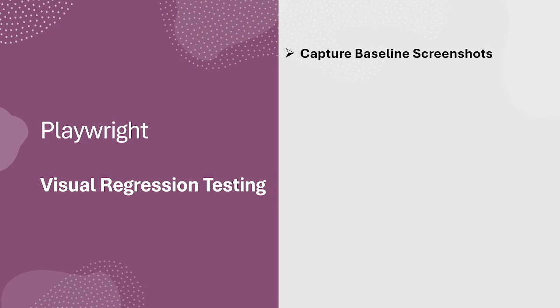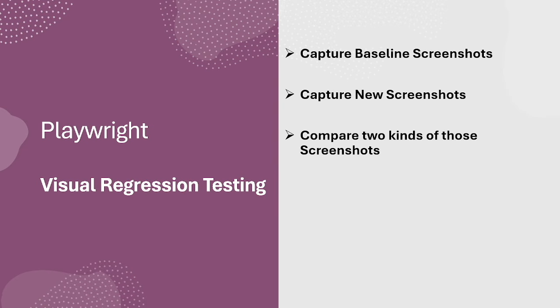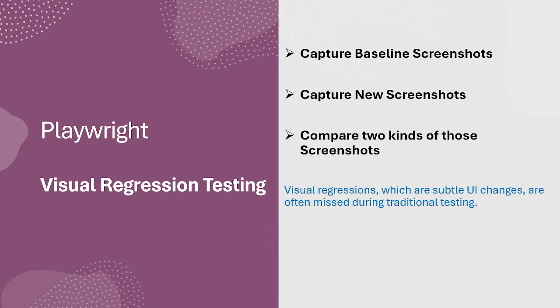I will cover 3 major processes of the regression testing. First, capture baseline screenshots. Second, capture new screenshots. Third, compare those 2 kinds of screenshots.